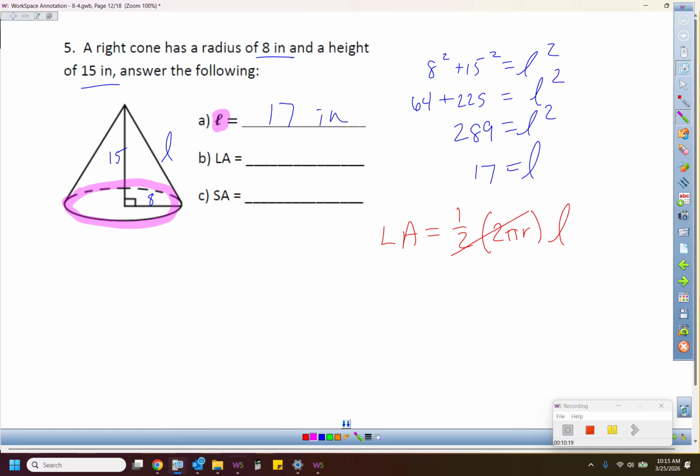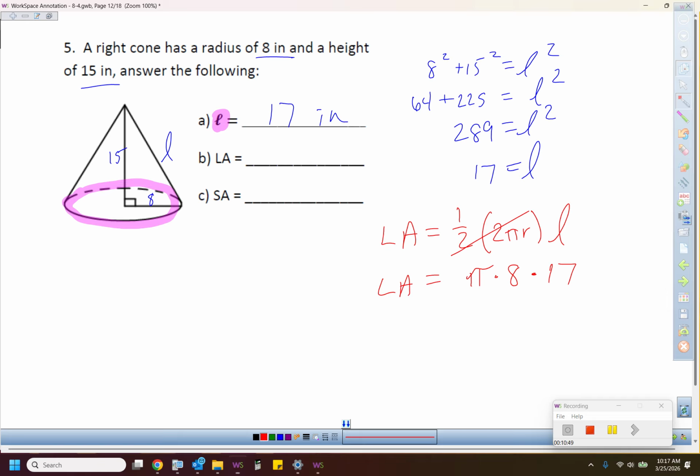This is the same formula. 1/2 times the perimeter of the base, which is called the circumference, times the slant height. So we'll write that guy down and then cross out the 1/2 and the 2 every time. And all I need to know is the radius. So pi is going to come down. How much is our radius? 8. Do you get squared or not? Not in this formula. And our slant height is 17.